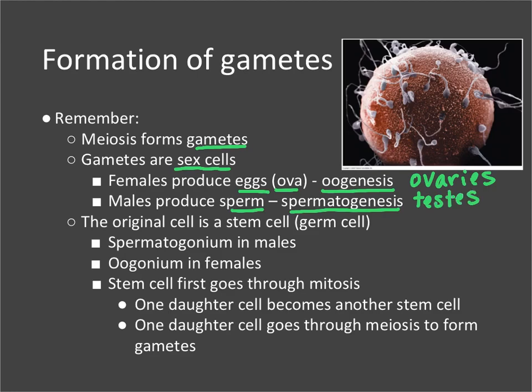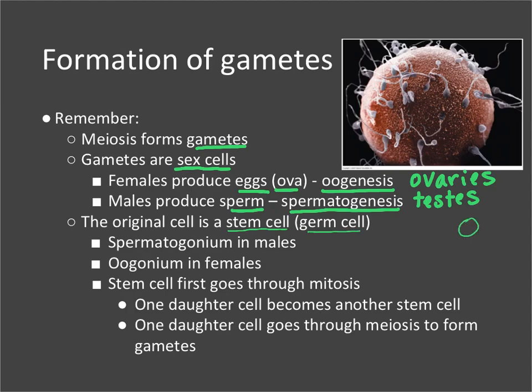Now, the original cell that goes into meiosis is a stem cell. And stem cells are cells that are not fully differentiated yet. And so these are cells that have the ability to turn into other cells in the body. And these stem cells are also called germ cells. So these two terms are used interchangeably.